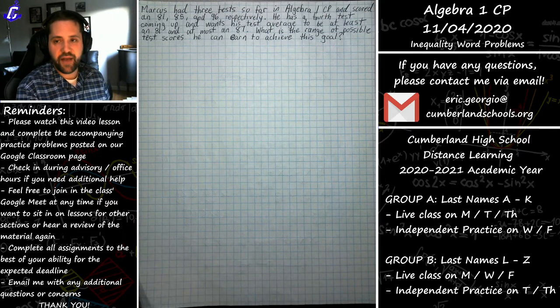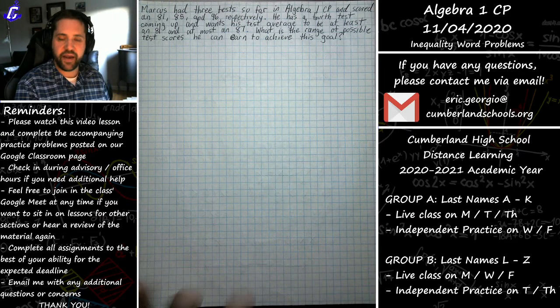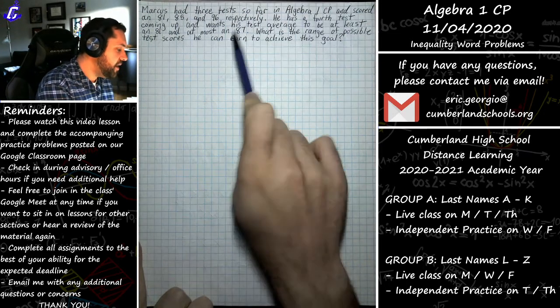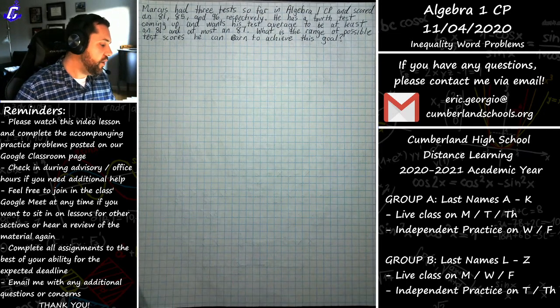I don't know why he would have a maximum test average. Wouldn't you want to get it as high as possible? But whatever. We're not going to judge. He wants to get at least an 81 and at most an 87. What is the range of possible test scores you can earn to achieve this goal?